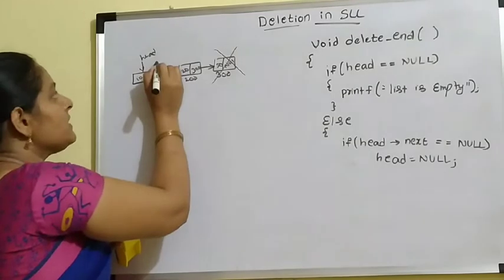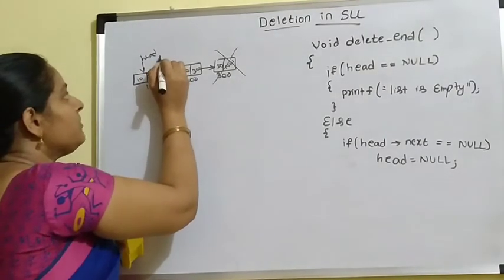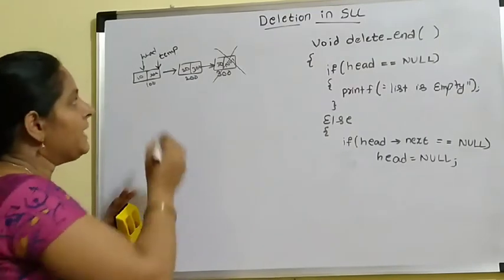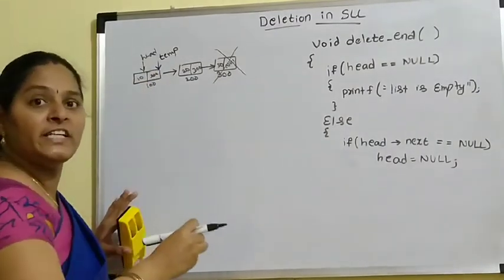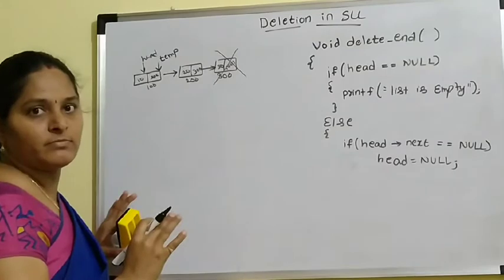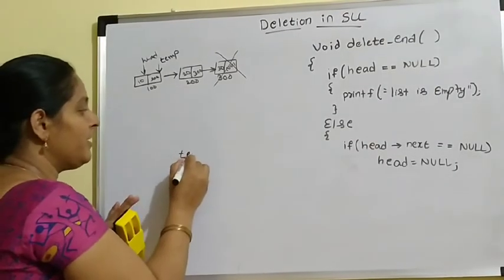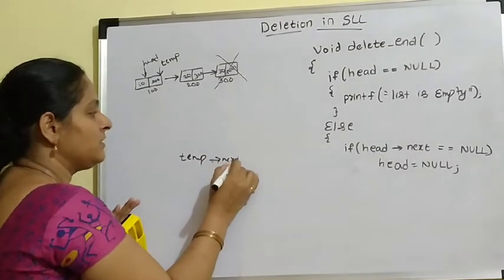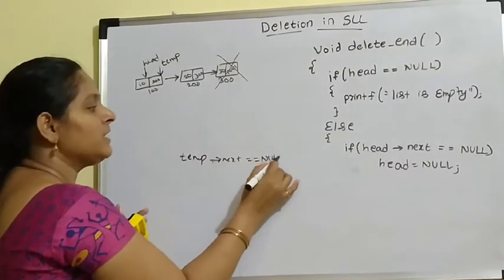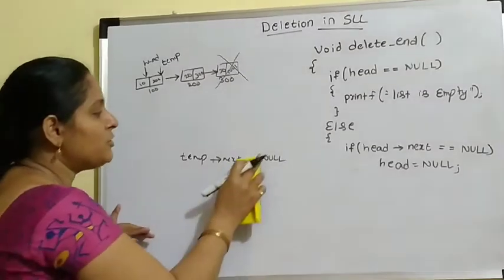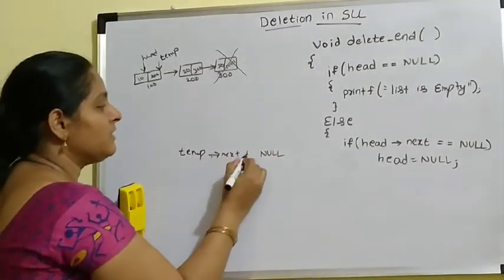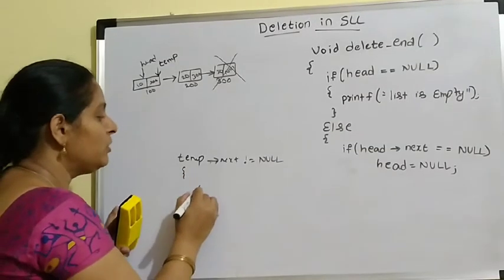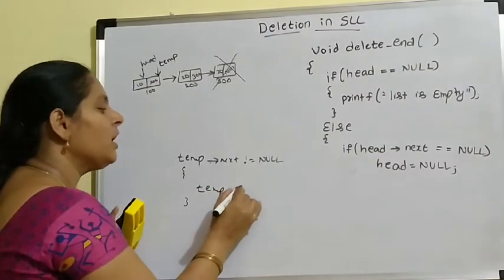Okay, so that is the reason why here I am taking one temporary pointer. I am using this temporary pointer for verifying which is the last node in the list. So how to verify it? If temp next is equal to null, then that is the last node. Suppose that node's next part is not null, then what to do? We need to move this temp pointer to the next position.